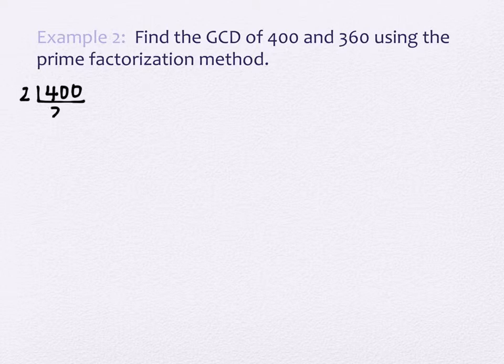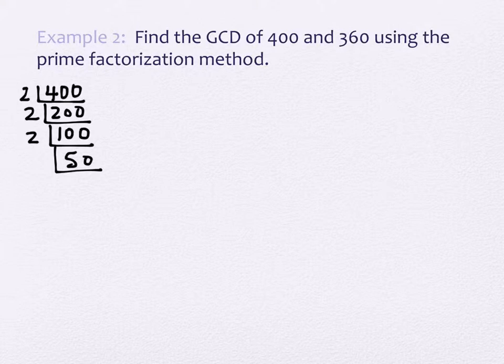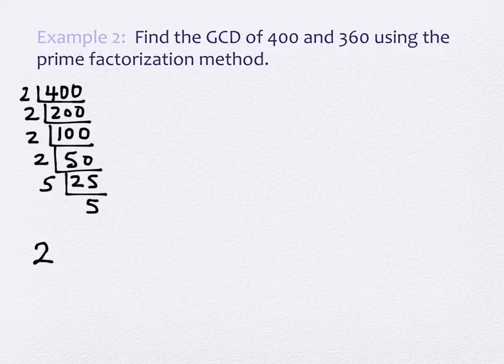2. And that gives me a 200, which divides by 2, which gives me 100, which divides by 2, which gives me 50, which divides by 2 and gives me 25, which divides by 5 and gives me 5. So there are only 2's and 5's here. And how many 2's are there? 4. So this is 2 to the 4th. And how many 5's are there? 2. So it's 5 squared. So this would be the prime factorization of the value 400.